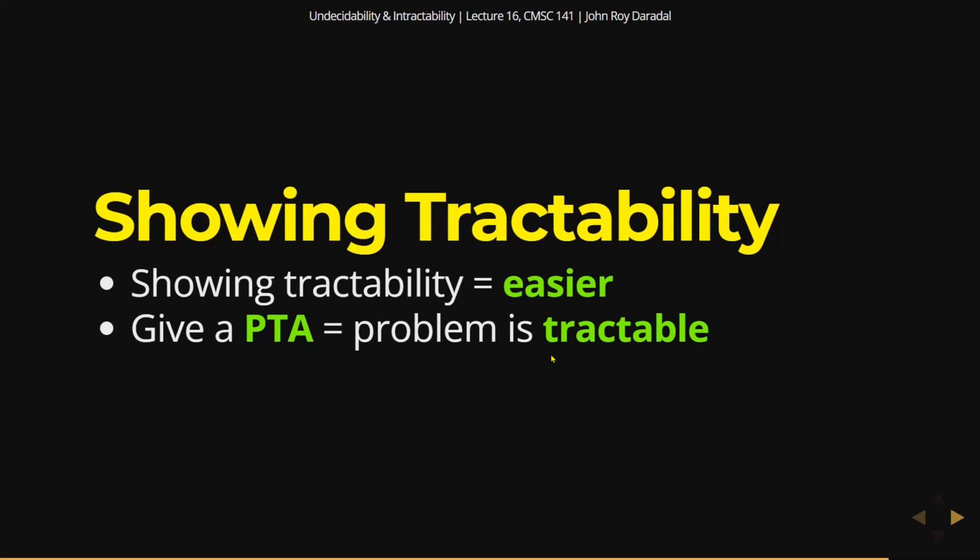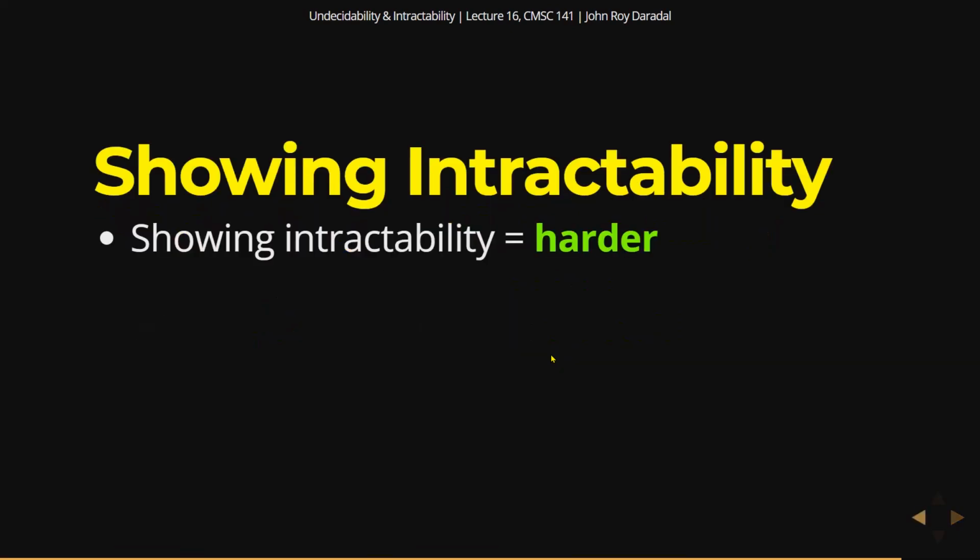But it's easier to show that it is tractable because the only step that you have is finding that polynomial time algorithm. No matter how hard the process is, there's only one step. Okay, so this one is easier because showing intractability is actually harder because you need to show that no polynomial time algorithm exists. Okay, so not just that this one will not work or this one will not work.